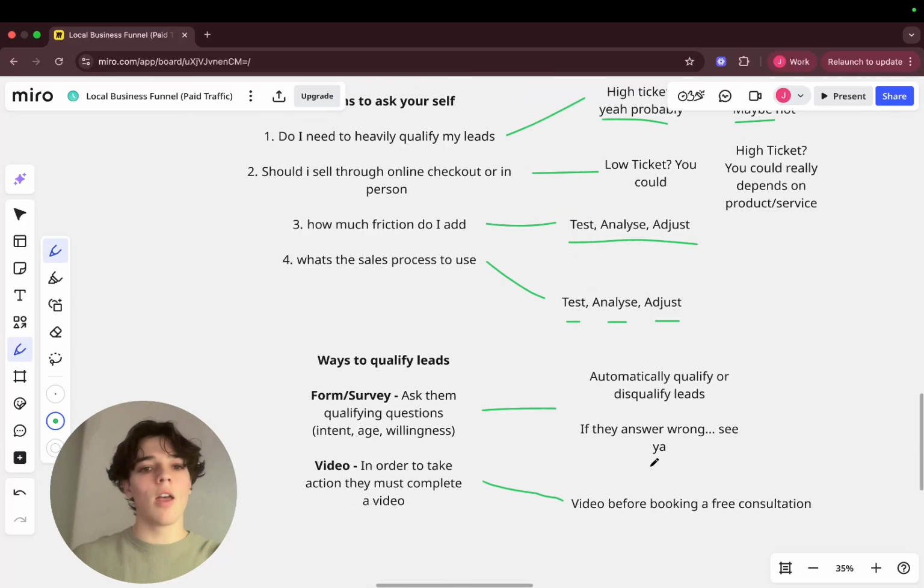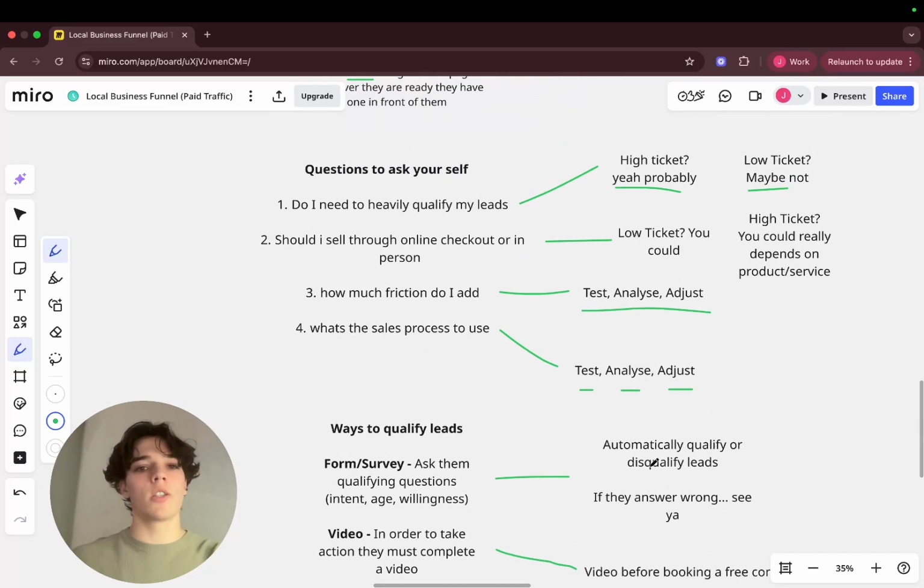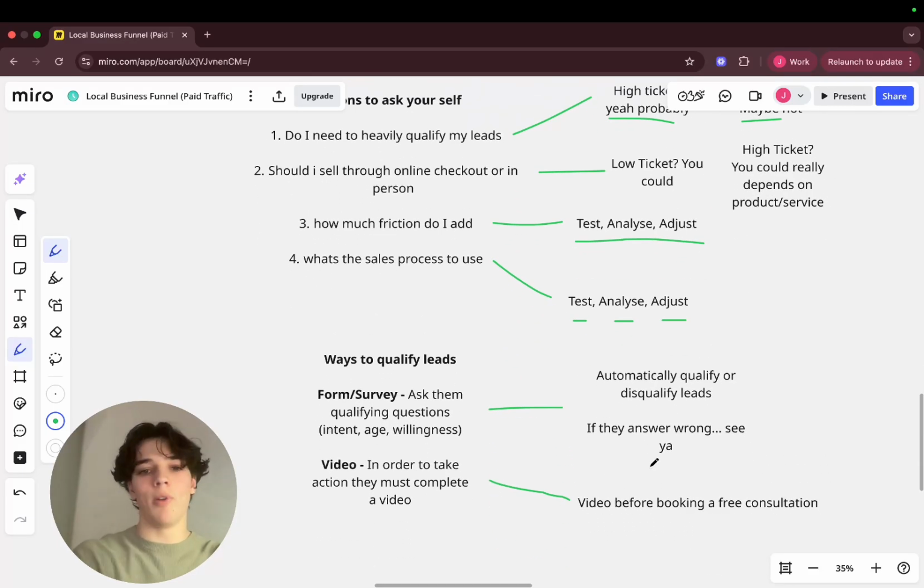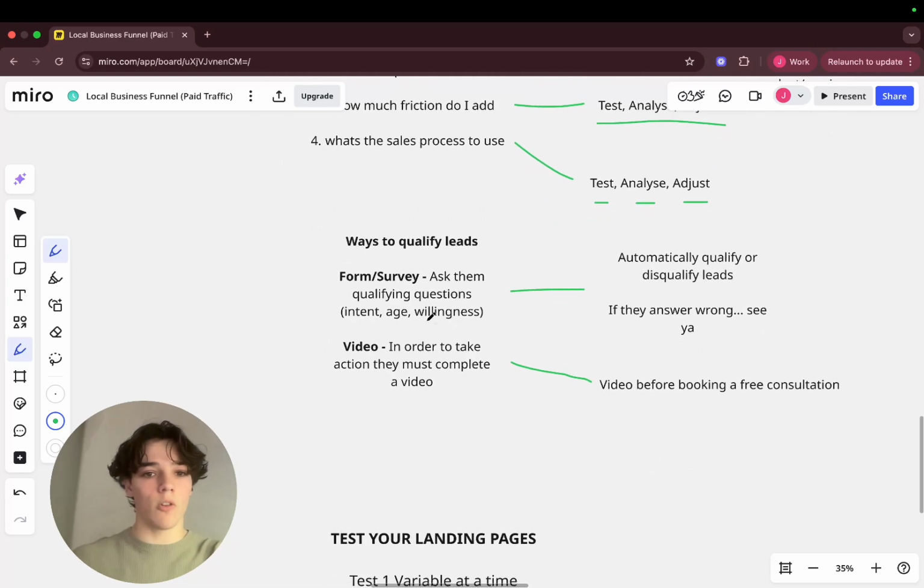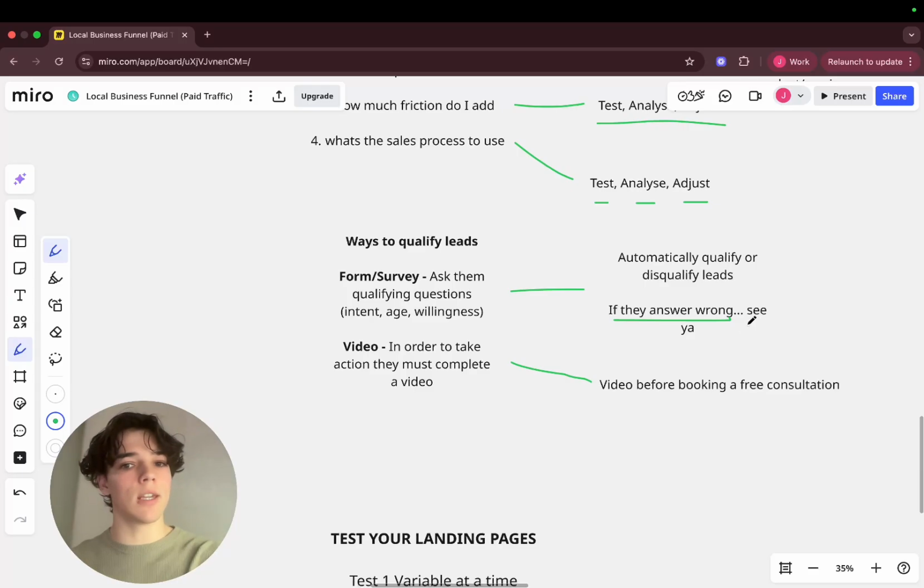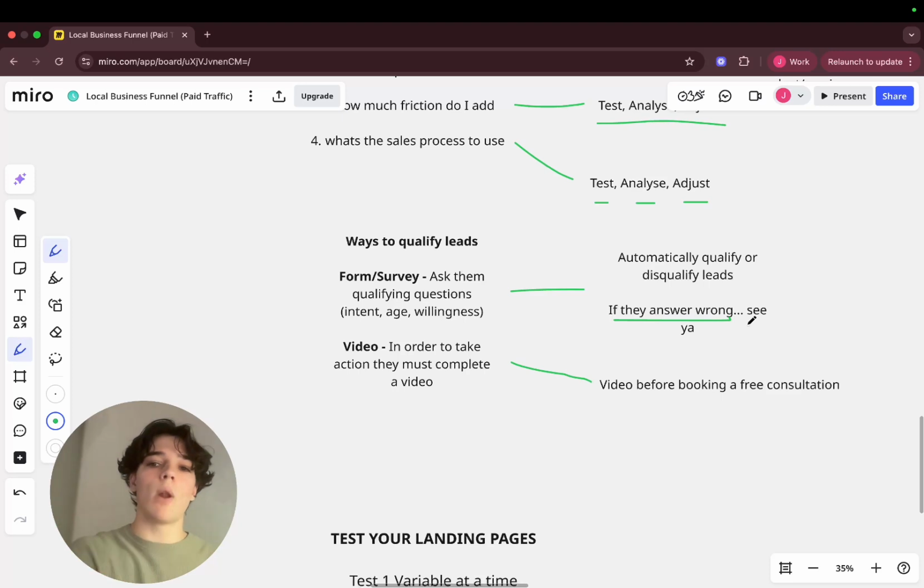I doubt it. But ways to qualify leads. If you were selling something for free or high ticket where you need to qualify people, you could do a form or a survey. Something as simple as that can qualify their intent, their age, or their willingness, depending on what you need to qualify them for. It obviously changes depending on the business, but if they answer wrong, just get them out. Who cares? Maybe they have something else you could sell them, but if you don't have something else you could sell them, don't try to sell them. Maybe you could implement something for the people who aren't qualified, people who can't afford the $1,000 thing. You might have a $100 thing for them, and you redirect them to that page.